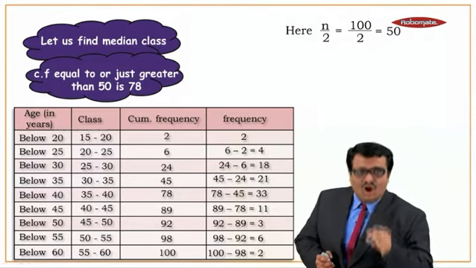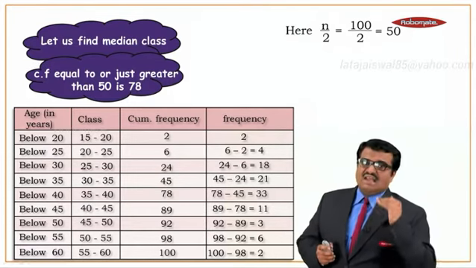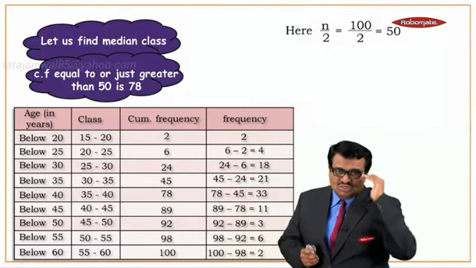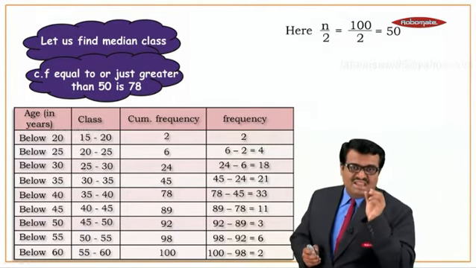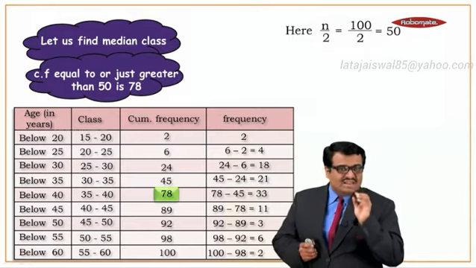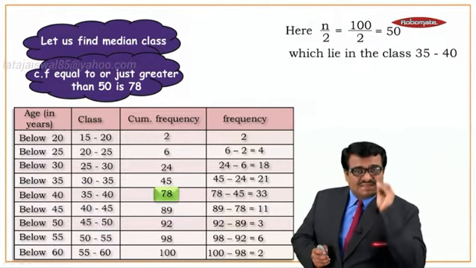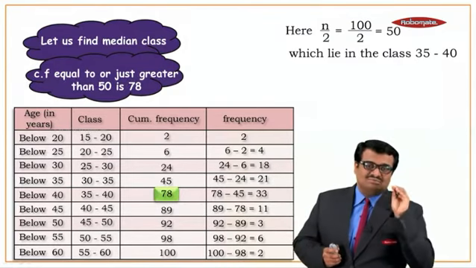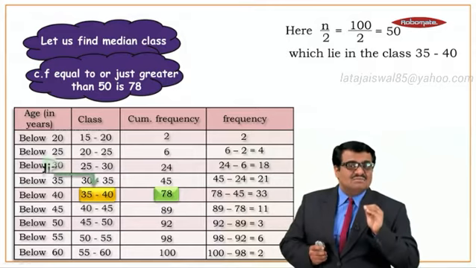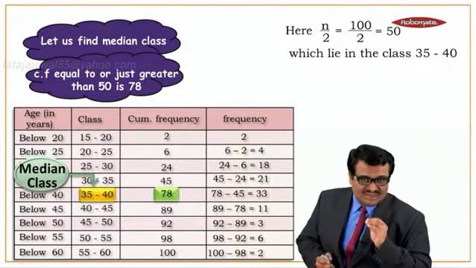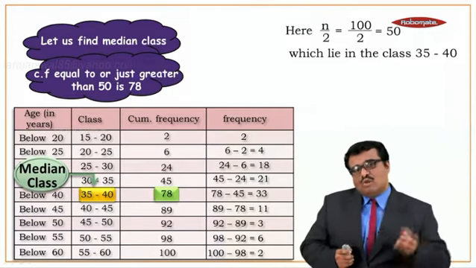Now we will check in the cumulative frequency column which cumulative frequency is just greater than or equal to 50. If you see this 2, 6, 24, 45, just greater than or equal to 50 is that 78. Can you see that? This 78 lies in the class 35 to 40. So whichever class this 78 lies in, that class becomes the median class. So this 35 to 40 is the median class.